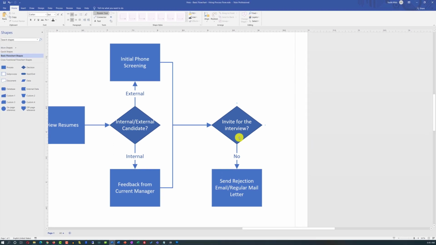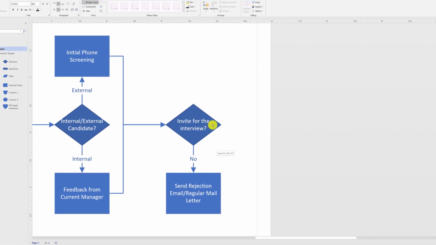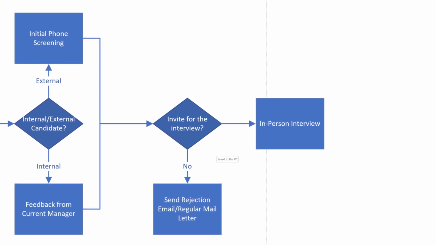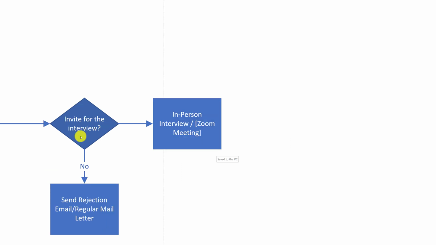If you choose to invite candidate to the interview, you may consider showing this as a process step in the diagram. The process step might have a name in-person interview, or you might consider reflecting that this also might be a Zoom meeting because of the COVID-19. After conducting the interview, you may need to make a decision.